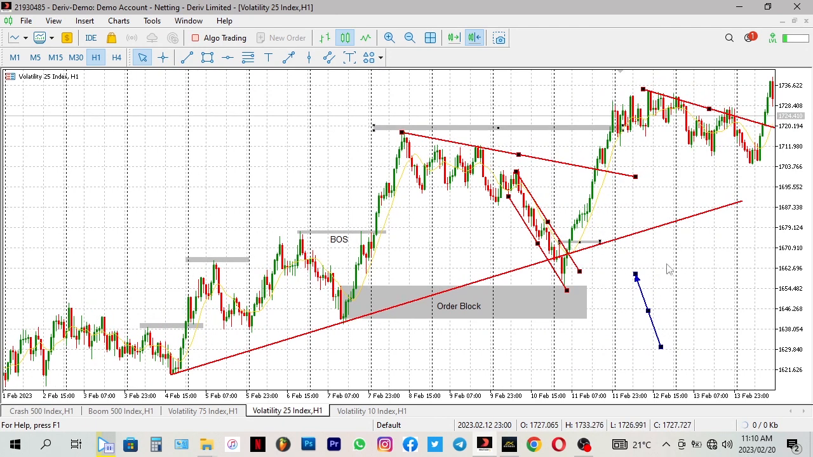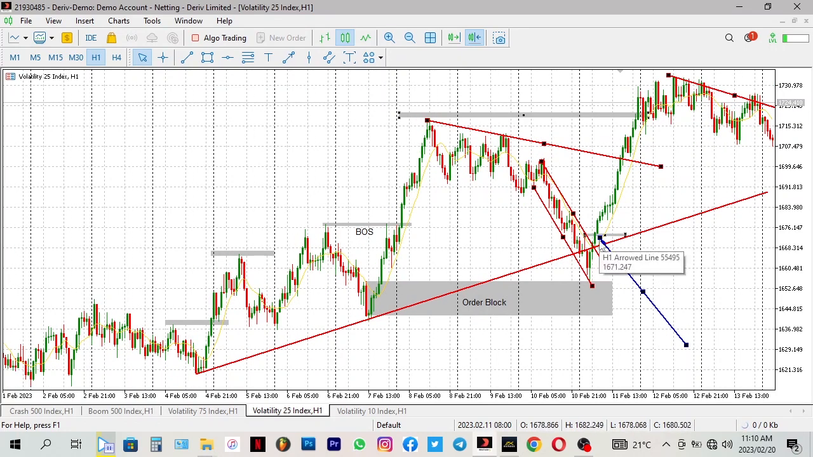So we were taking an entry right after the first candlestick to go back inside our trend line. And also as a pattern trader, we have a bullish flag here. Right after the first candle that closes outside the flag, that's our entry.